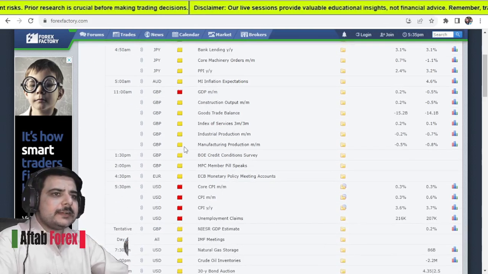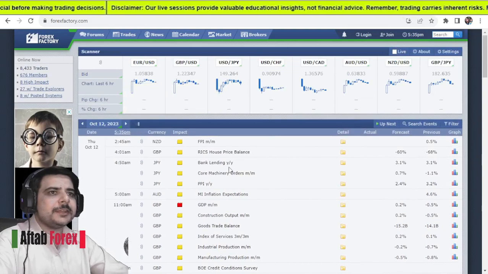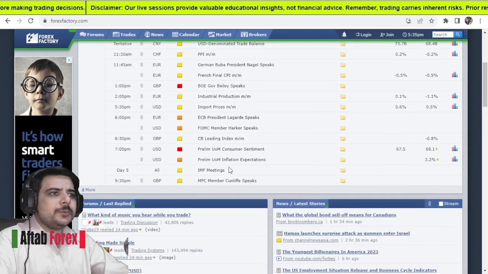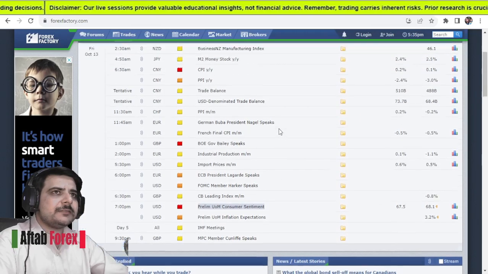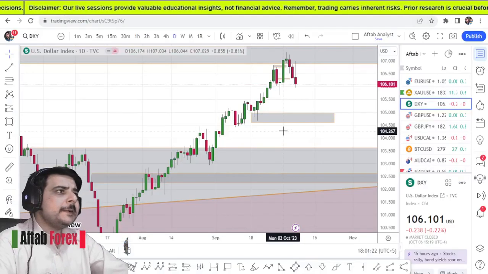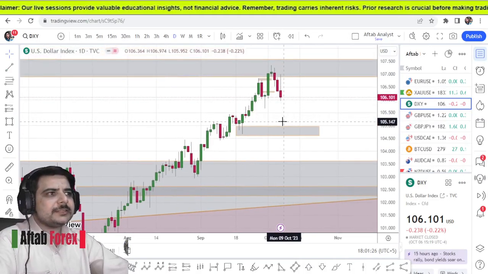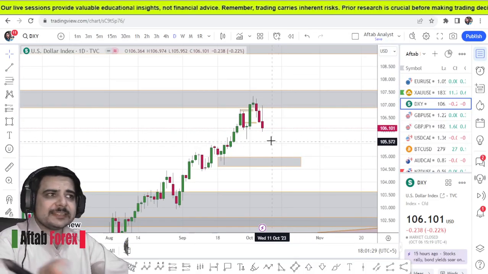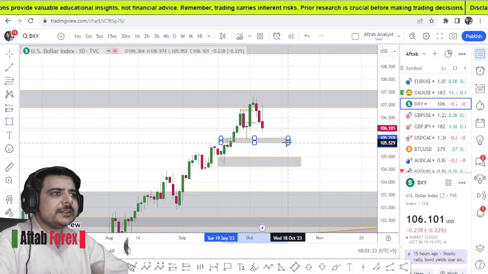And then Thursday, core CPI, unemployment claims as usual. And then on Friday, we also have prelim consumer sentiment for the dollar. So this much it is. So obviously it is showing a very nice drop, but keep in mind that it has not yet closed below the previous week close right here.